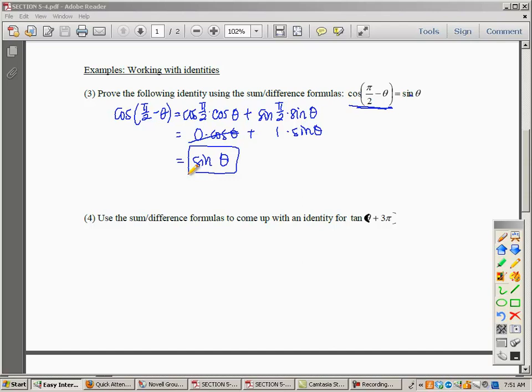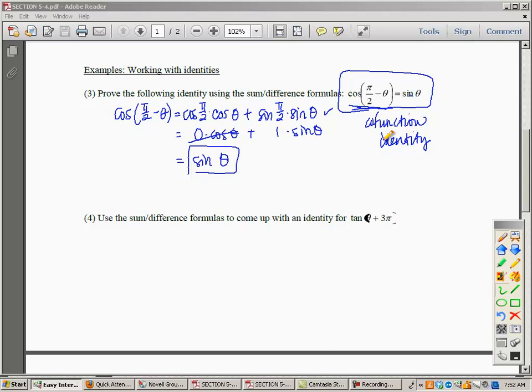And we don't want to have to write this every single time for our cofunction identities, and that's why they give this cofunction identity. Because again, we don't have to write these. We don't want to have to write these sum and difference formulas every single time to be able to use them.